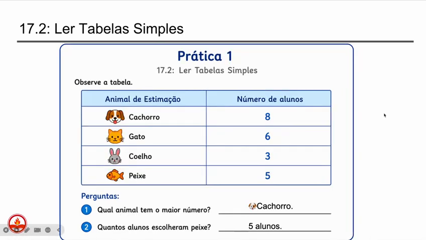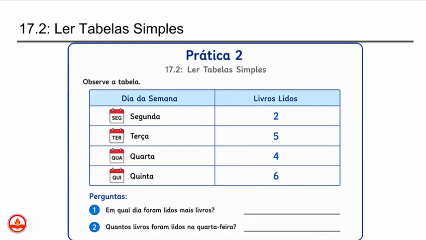Here's the answer. Now let's try another table. This table shows how many books were read each day. Read each row carefully. The first question is, on which day were the most books read? The second question is, how many books were read on Wednesday?